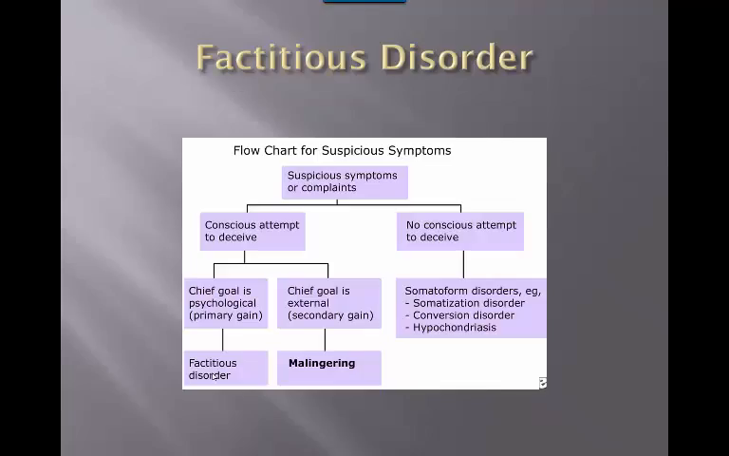Here's a little slide, if you will. It shows you factitious disorder versus malingering versus somatoform disorder. So it just kind of helps you separate out the three and what they mean. And as you can see, under somatoform disorders, we have somatization disorder, conversion disorder, and hypochondriasis. So again, looking at them in an overview, you can see on the slide it talks about where the chief goal is psychological or primary gain, and where the chief goal is external or secondary gain, and that would be a person that's a malingerer. They get out of responsibilities because of it.